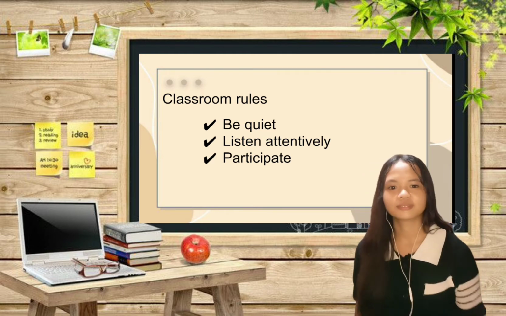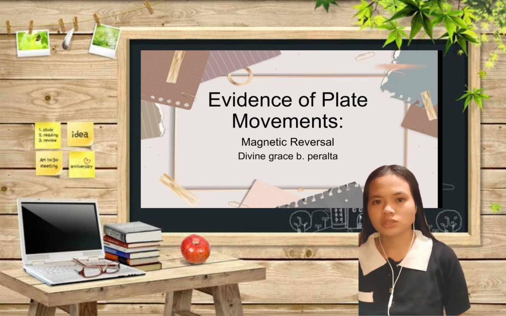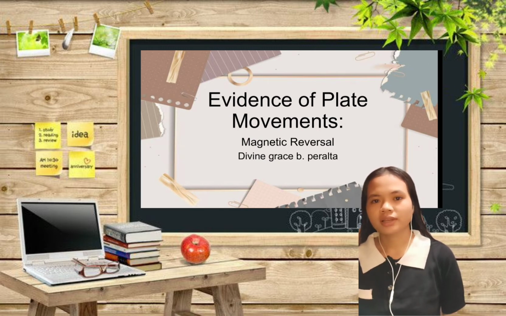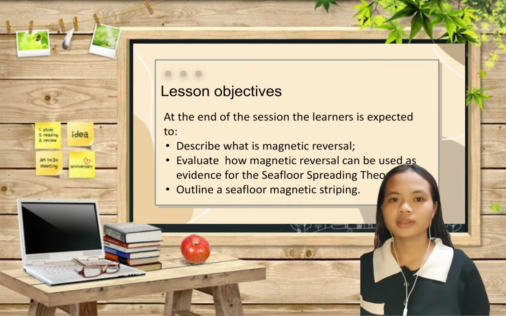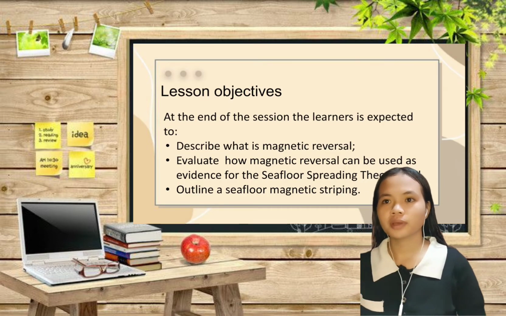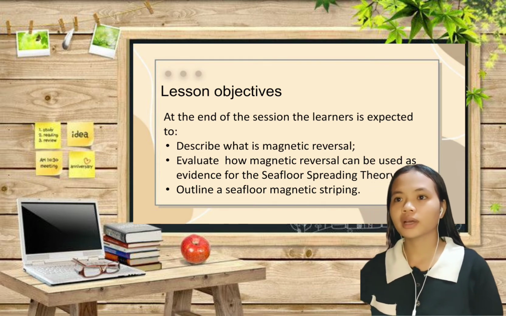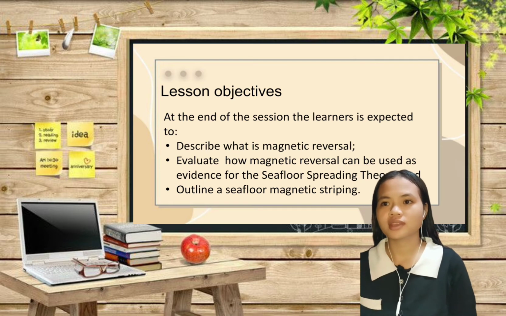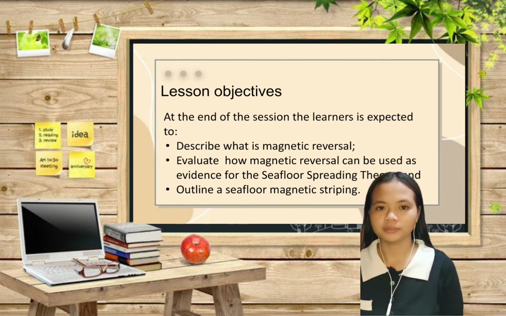Easy, right? Moving on, our lesson for today is about the evidence of plate movements, which is, to be specific, magnetic reversal. So the lesson objectives are, at the end of the session, you are expected to describe what is magnetic reversal, evaluate how magnetic reversal can be used as evidence for the seafloor spreading theory, and lastly, outline a seafloor magnetic striping.